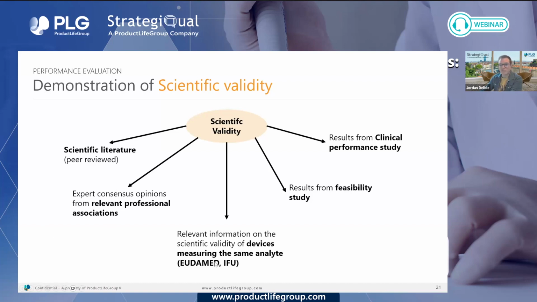If there are other devices measuring the same analyte for the same purpose, whatever the method used, the manufacturer may use the data available for these different devices to document its own scientific validity. And in the case of innovative analytes, for which scientific validity is emerging, it's likely that the manufacturer will need to demonstrate this through feasibility studies or clinical performance studies. We will take a closer look and detail when to use which sources of clinical evidence.